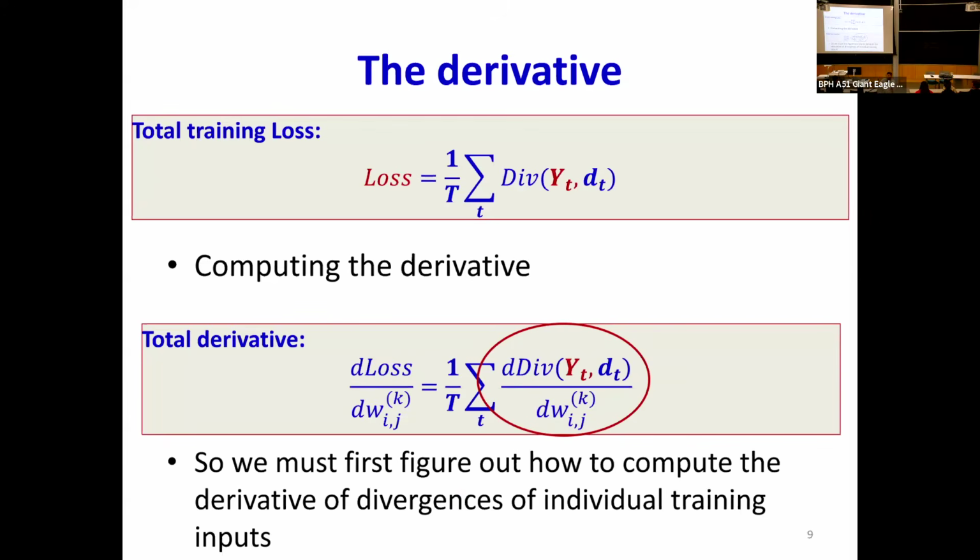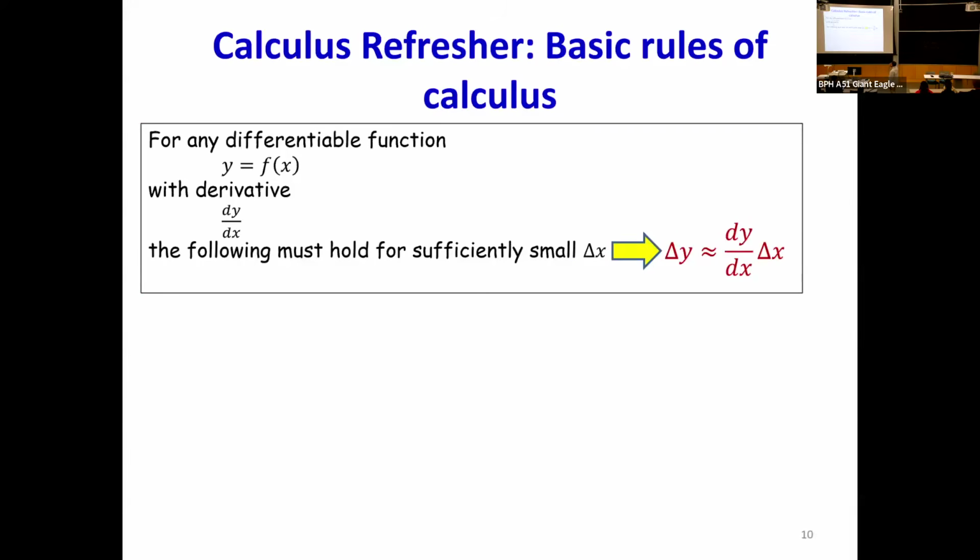There's a divergence between the output of the network and the desired output. And we must figure out what the derivative of the divergence is with respect to each of the network parameters. So before we do that, we're going to go through a quick calculus refresher.